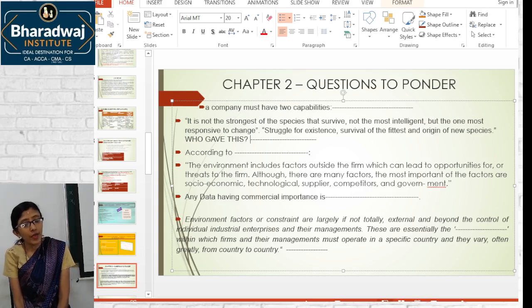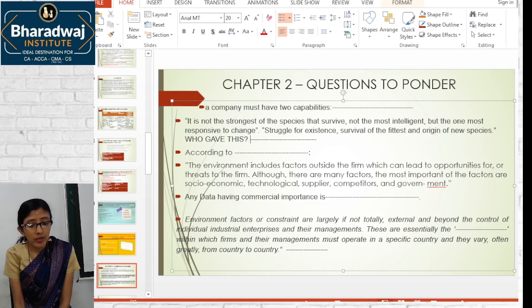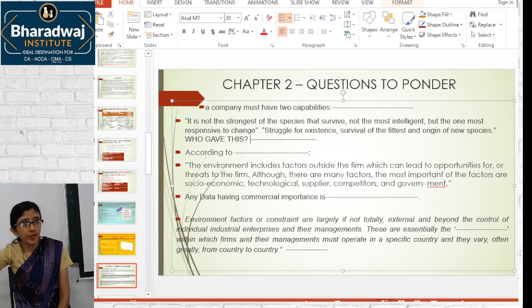Any data having commercial importance is seen as dash. And environmental factors are largely external and beyond the control of individual enterprises and their management. These are essentially the dash. You are calling them by a particular term. And who has given this? This also you have to respond.